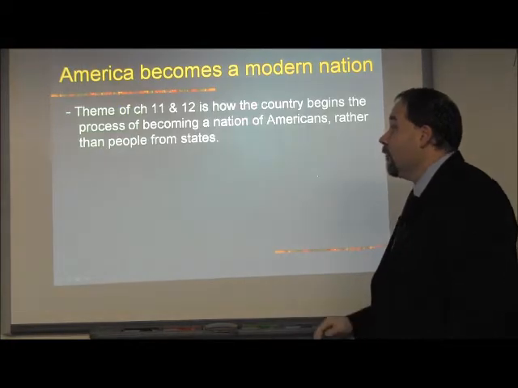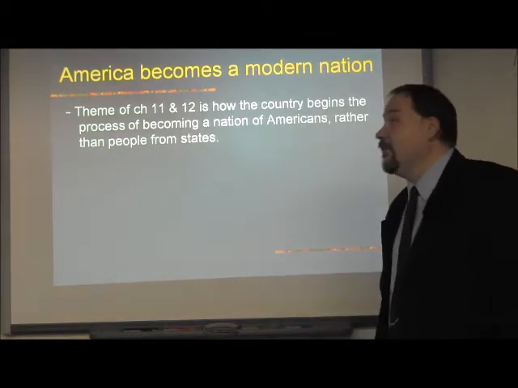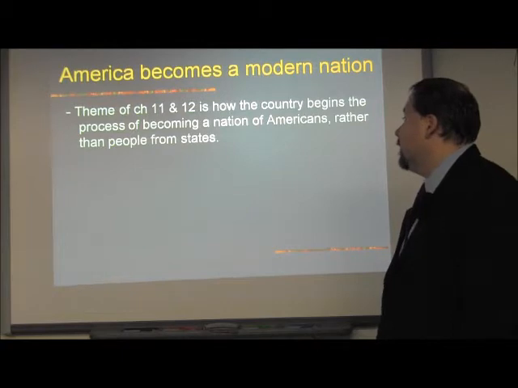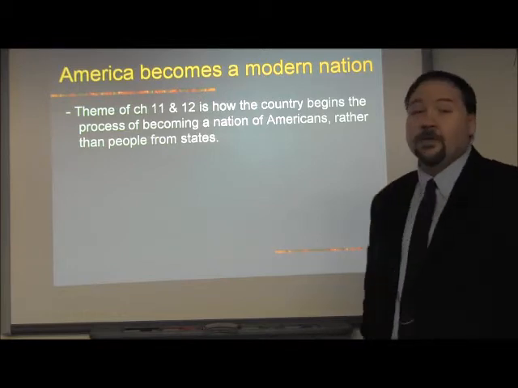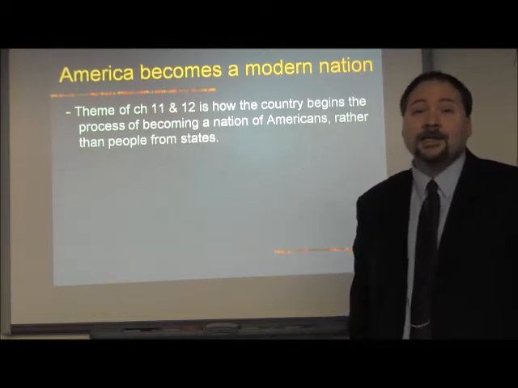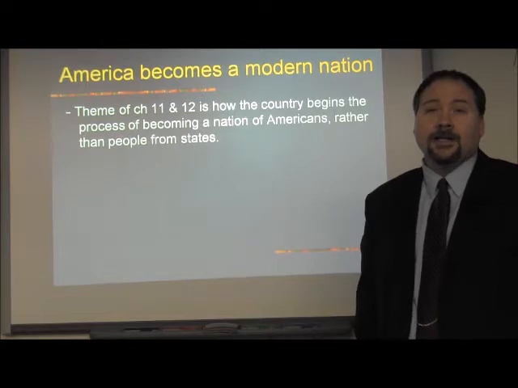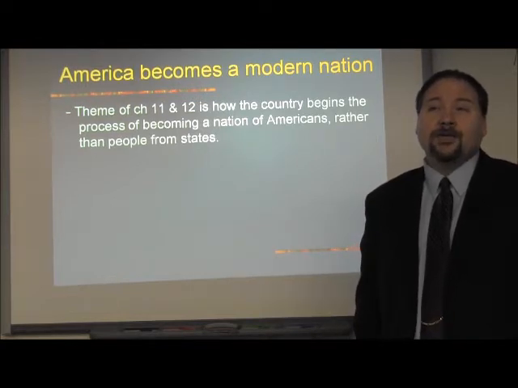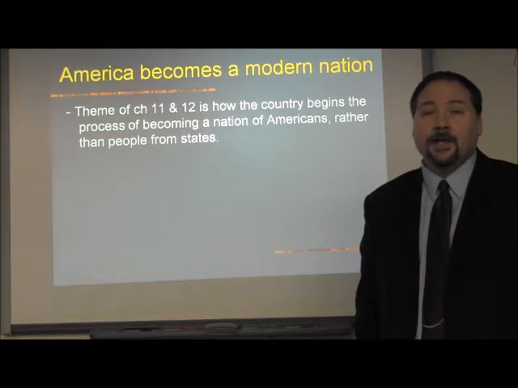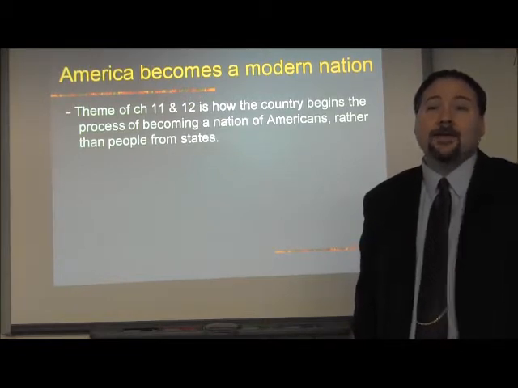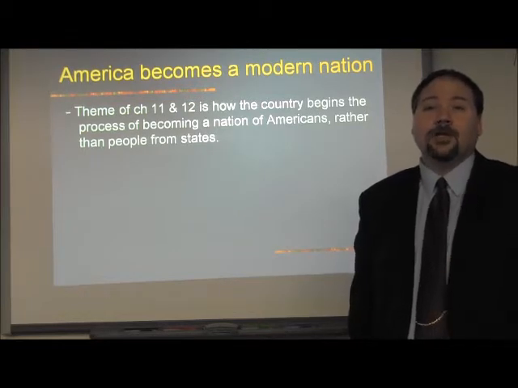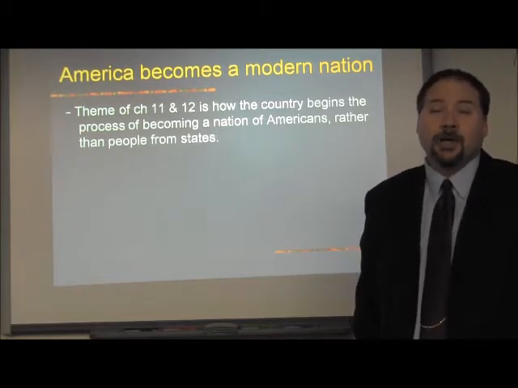And the theme of chapters 11 and 12, as you can see on the board here, is how the country begins the process of becoming a nation of Americans rather than people from different states. And this is a slow process. It's a hard process. But today we don't think of ourselves really as North Dakotans. We first think of ourselves as Americans. But in the 1800s, that was different. Everybody thought of the state where you were born as your home first, and America came second. So a lot of what we're talking about here is what's going to unify us into a country and make us American.